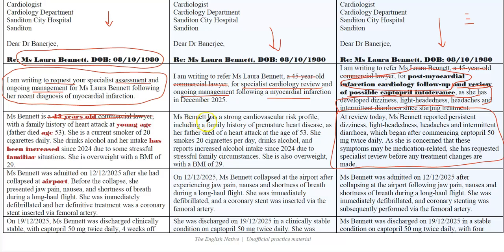Now, this is better. Look at this phrasing. That's much better. Has a strong cardiovascular risk profile. That's very good. That's the kind of clinical phrasing that you need. Instead of putting in a list of all the symptoms and circumstances, etc., if you phrase it like that, has a strong cardiovascular risk profile, including history, symptoms, that's better, okay?